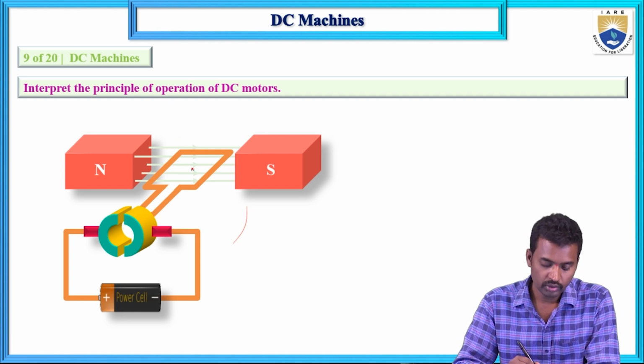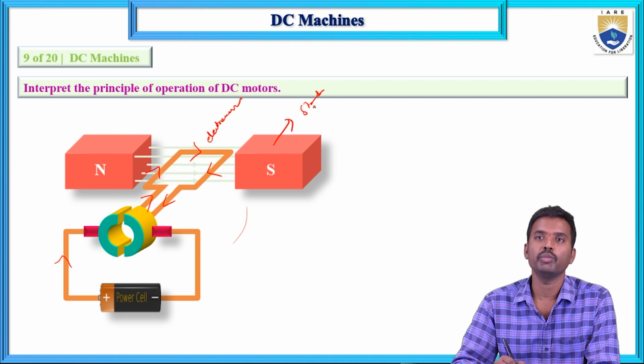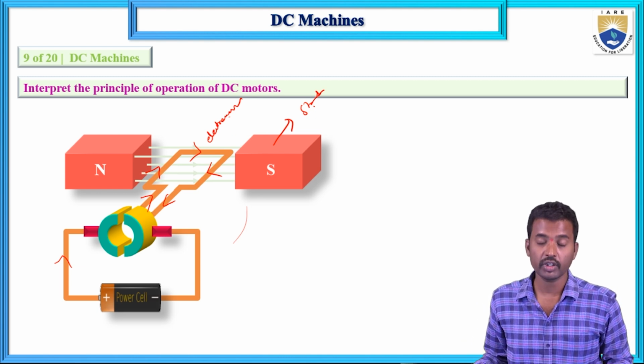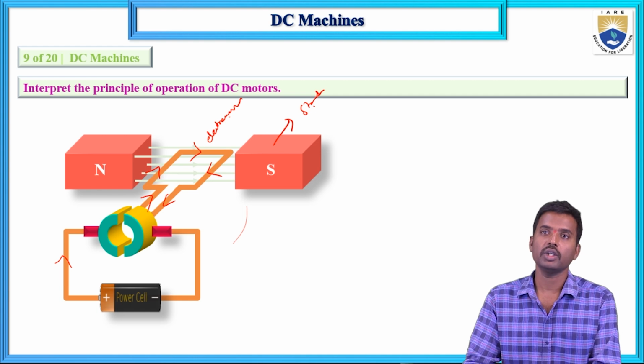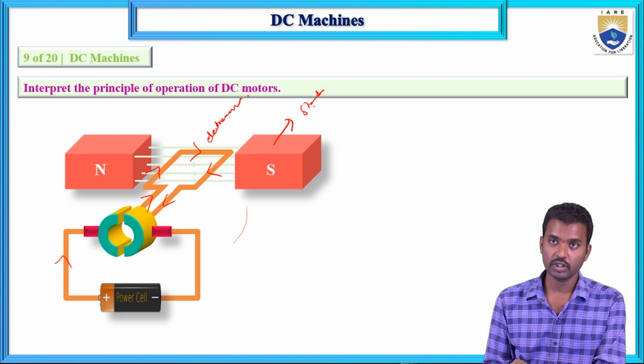Now if you give supply to this current carrying conductor, current flows like this. This current carrying conductor acts as an electromagnet, and this is the permanent magnet, the stationary magnetic field. Because of the interaction of these two fluxes, there will be a force. This lecture also explained the working principle of DC motor: a current carrying conductor placed in a stationary magnetic field experiences a mechanical force.